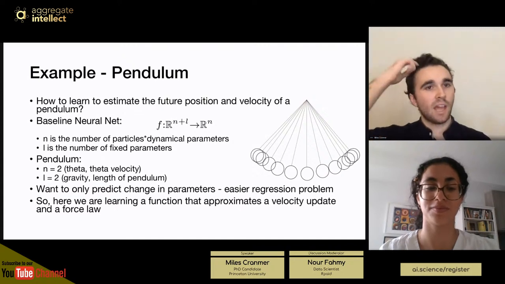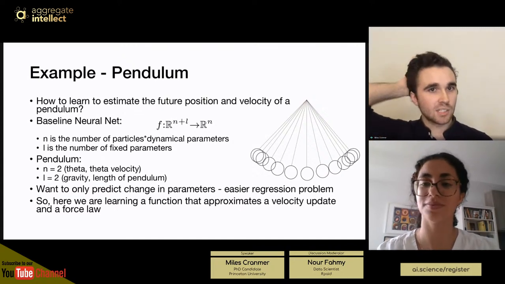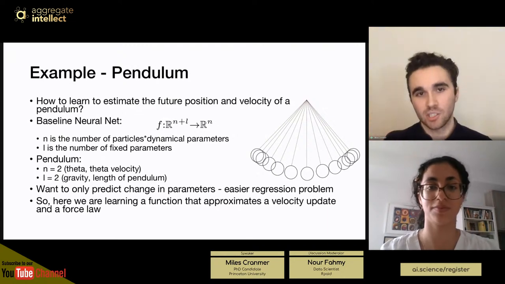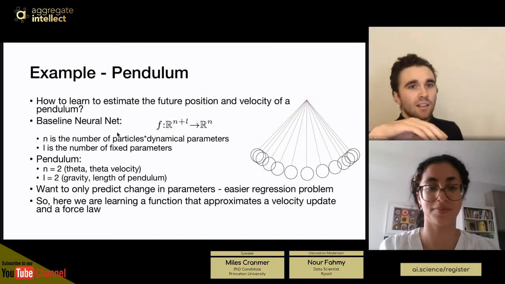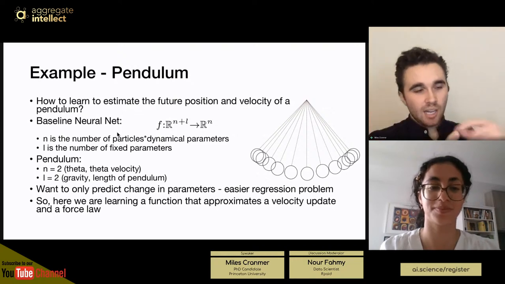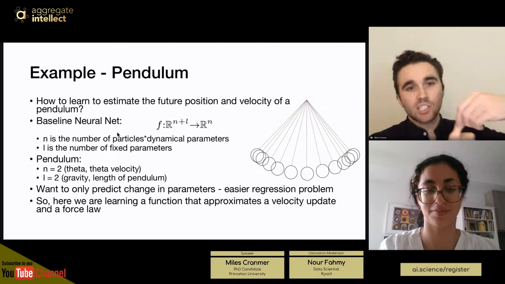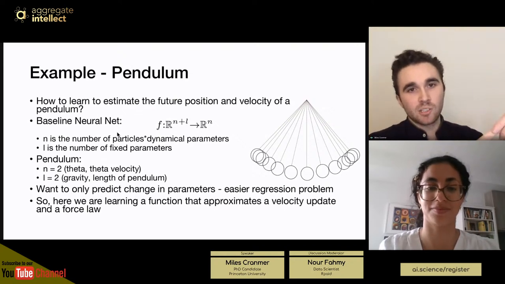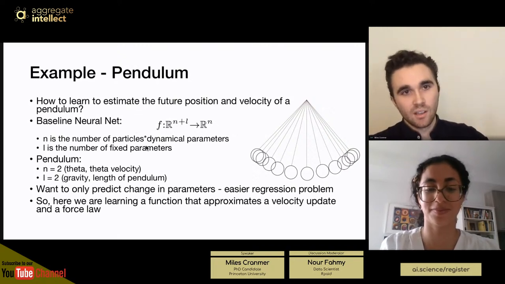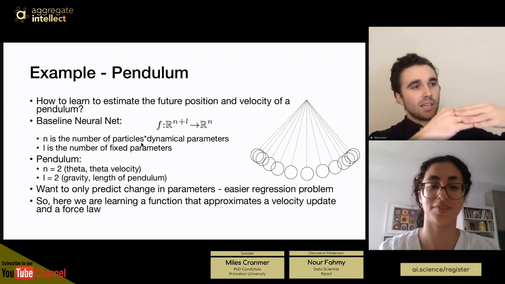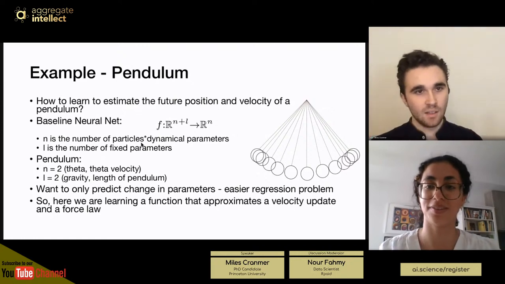As an example, and I hope this answers your question, say we want to predict the dynamics of a pendulum. This is the baseline example of a neural network: you take the dynamical parameters, which are things that change, like position or velocity, and the fixed parameters, like the mass or the length of the pendulum. You take those as input to the neural network, and that's a vector, and it maps to another vector, which is either the update to the position and velocity, or just the next position and velocity.